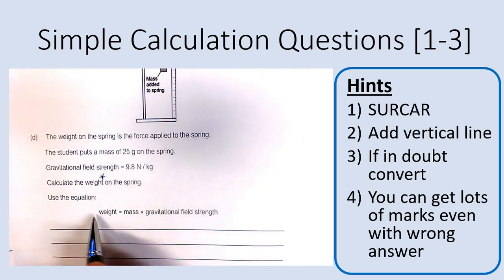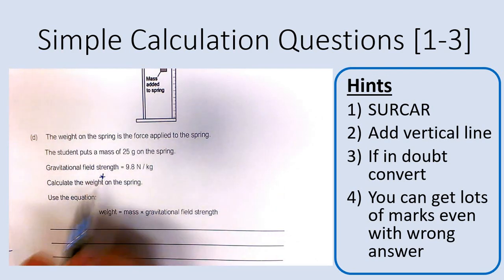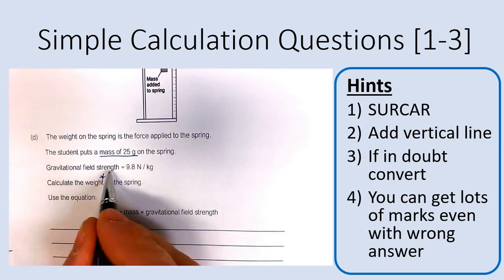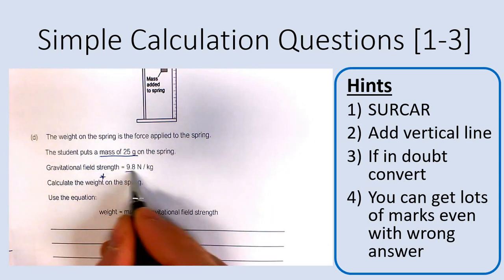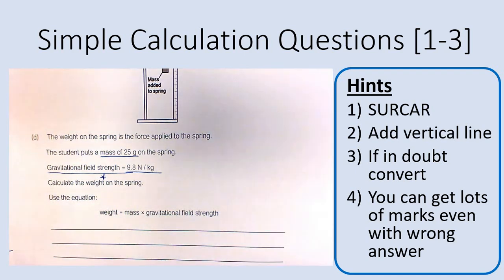Okay, so I'm looking for weight, and they give me a formula there as well, which is great. So first thing I do is I've put a star next to weight. I'm going to underline what I've got. It's a mass of 25 grams. Gravitational field strength is 9.8 newtons per kilogram. That's all the values they've given me.